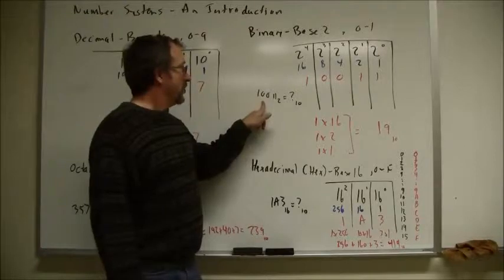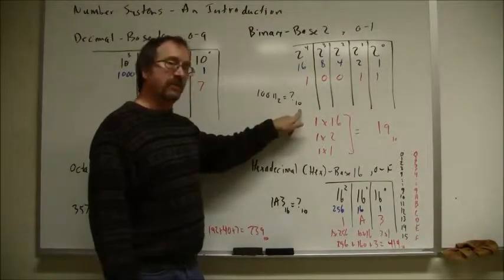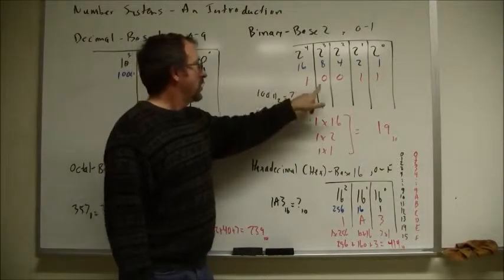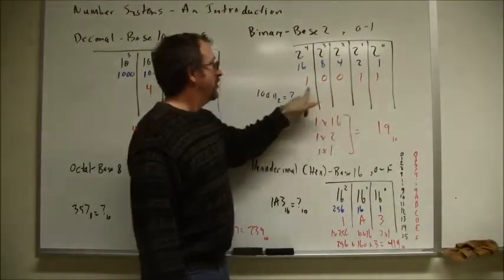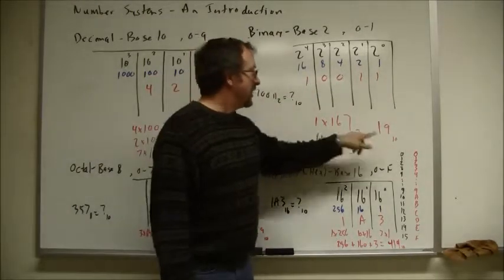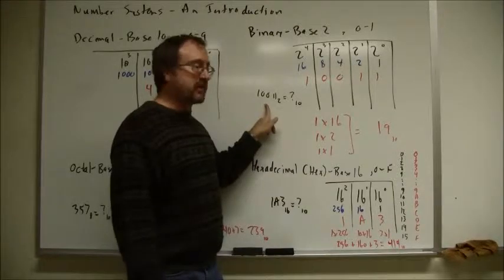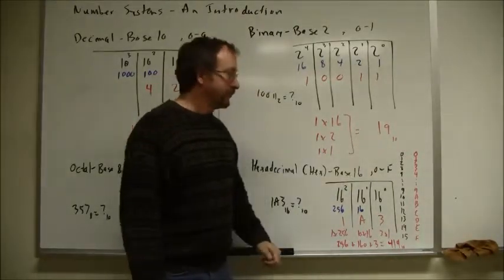So if we want to take the number 10011 as a base 2 number and find its base 10 equivalent, we plug it in, 10011. So that's going to be 1 one, 1 two, and 1 sixteen. Add those all up, you get 19 base 10. So 10011 as a base 2 number is 19 base 10.